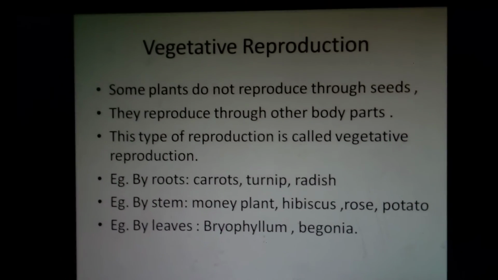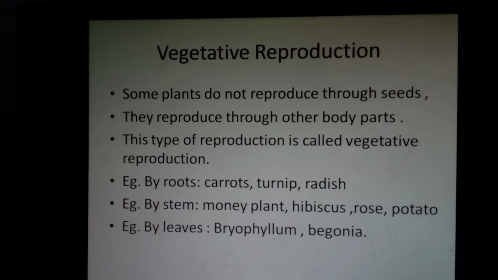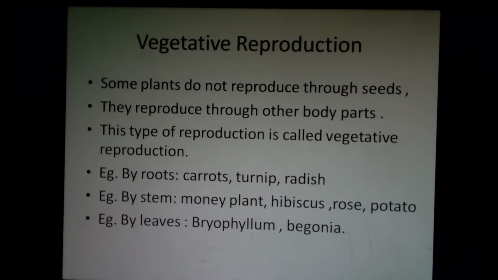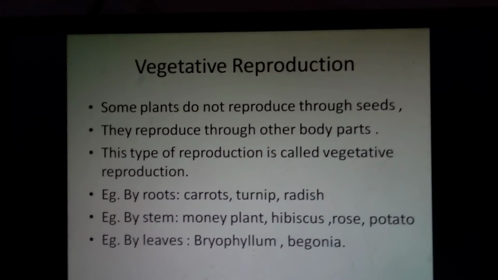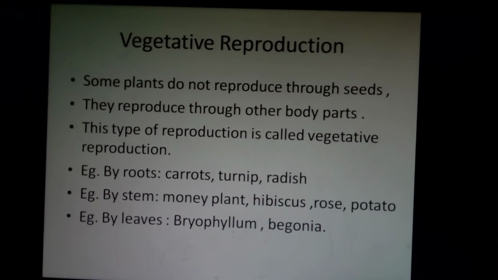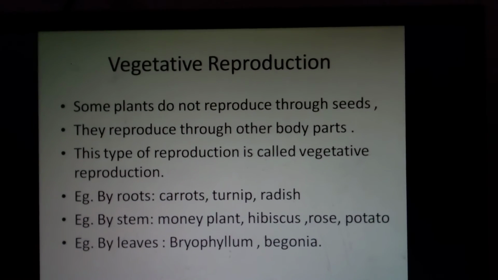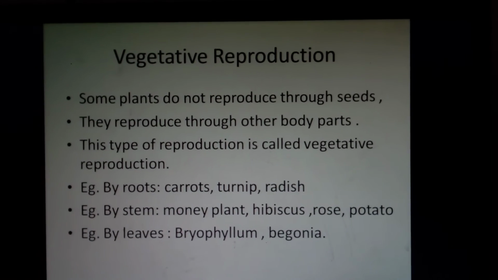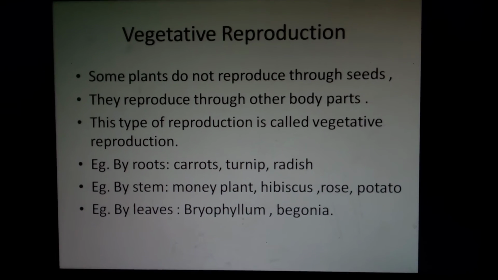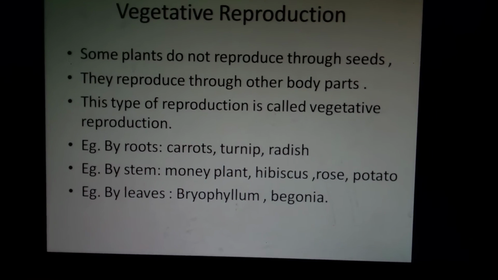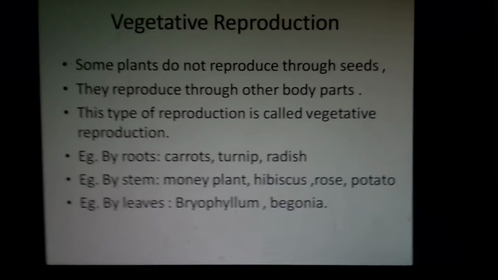Example: by roots, carrots germinate. By stem, money plants germinate. Hibiscus germinates. Rose germinates. Potato germinates. By leaves, Bryophyllum germinates and Begonia germinates. I repeat: by roots, carrots germinate. Turnips germinate. Radish germinates. But by stem, money plant germinates. Hibiscus germinates. Rose germinates and potato germinates. By leaves, Bryophyllum germinates and Begonia germinates.